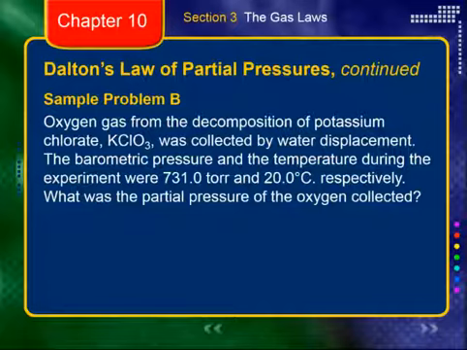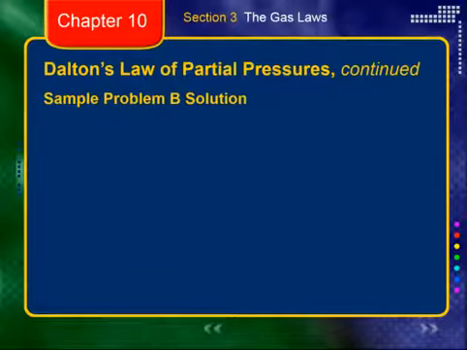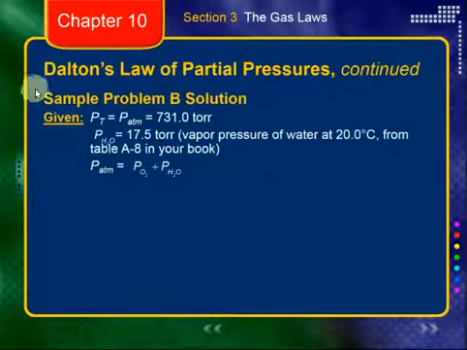So let's do a sample problem. Oxygen gas from the decomposition of potassium chlorate was collected by water displacement, right? Collected over water. The barometric pressure and the temperature during the experiment were 731.0 torr and 20.0 degrees Celsius respectively. What was the partial pressure of oxygen collected? Well, we know that the overall pressure is 731.0 torr. We also know that the pressure of this water vapor at this temperature is 17.5 torr.